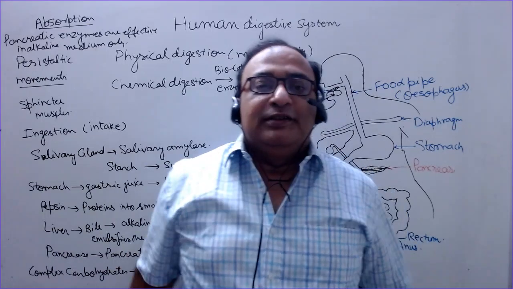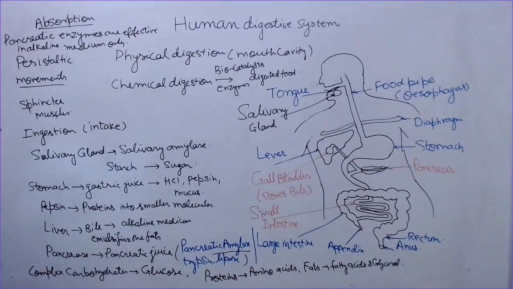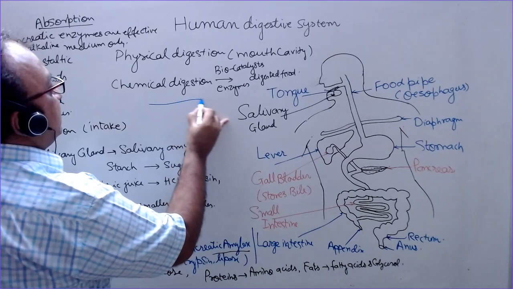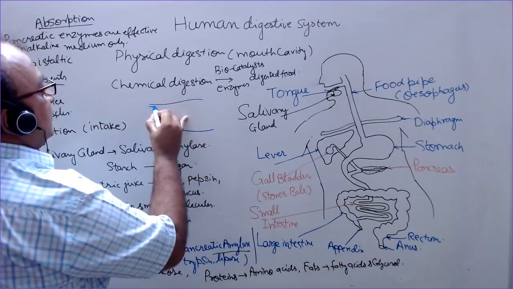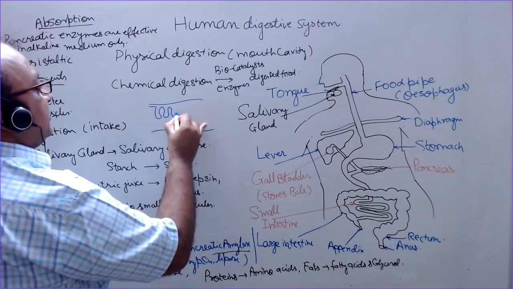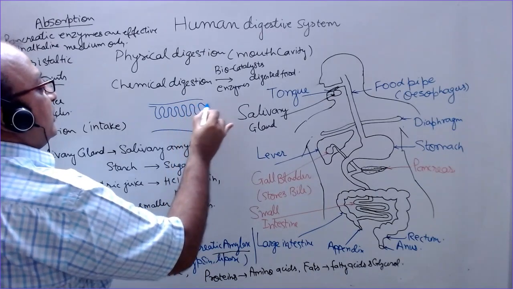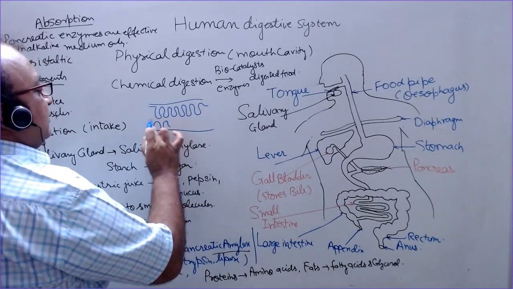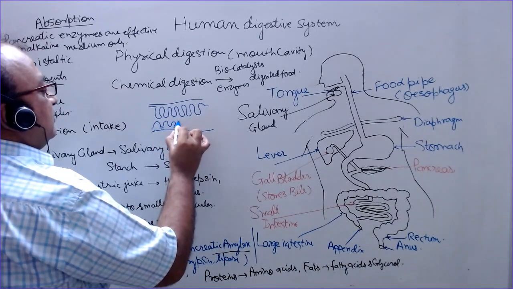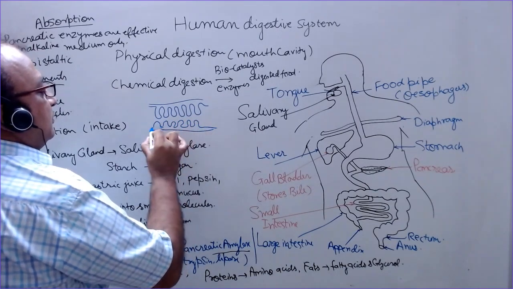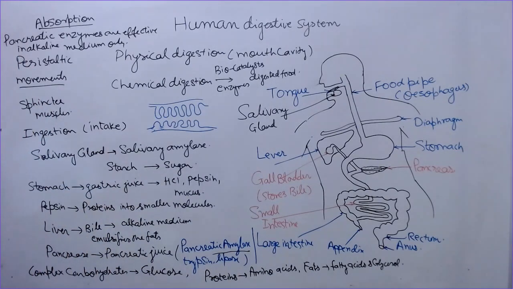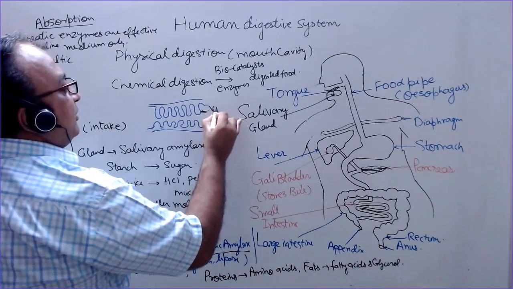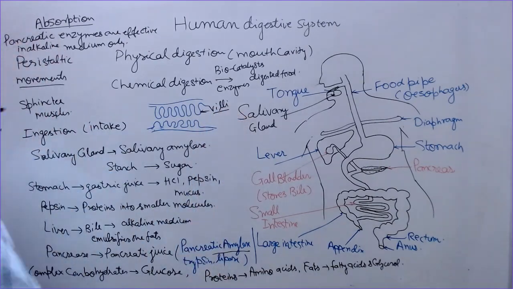How does this occur? The internal surface of the intestine, whether it is the small intestine or the larger intestine, has finger-like projections. This is the intestine, and it has got the finger-like projections like this. These are known as villi. The inner surface has got these projections, called villi.